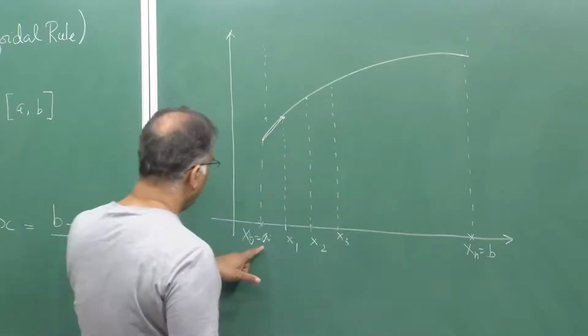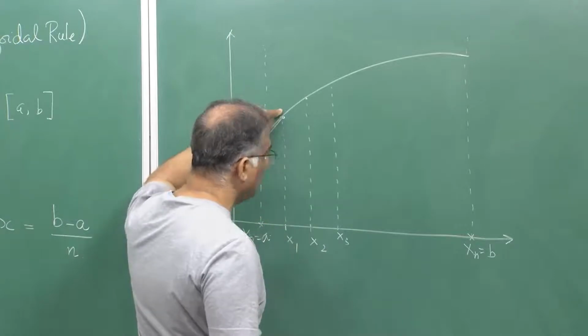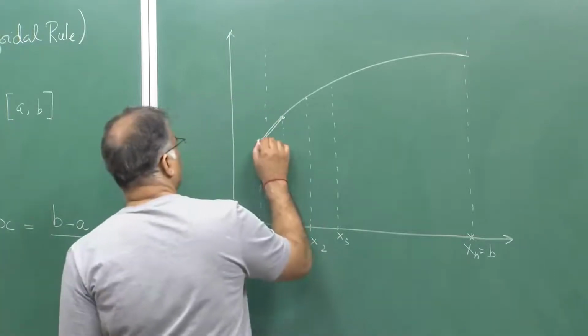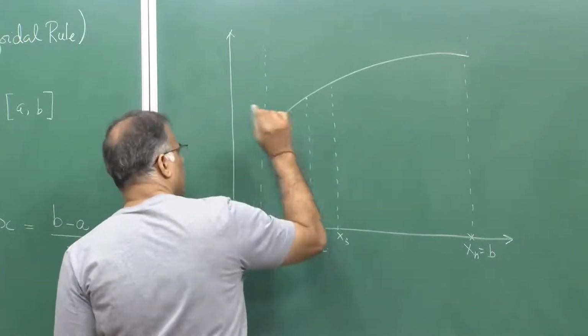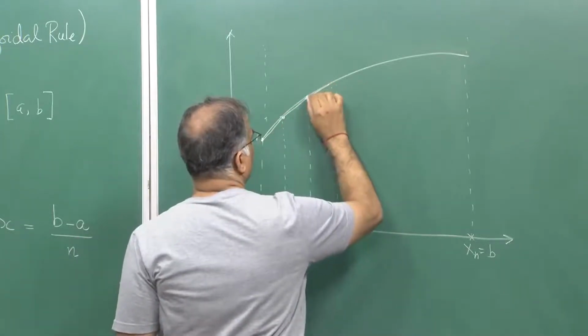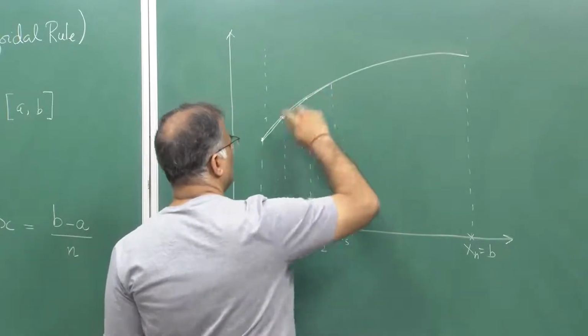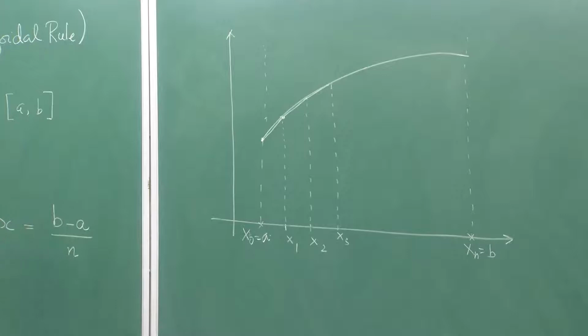So, I have joined x0, f(x0) with x1, f(x1). Here I have joined, here I have joined. You see, when I am doing this, I have very little area left under the curve. So, there will always be an error, because you are trying to estimate. So, you have a trapezoid here which is of this type.